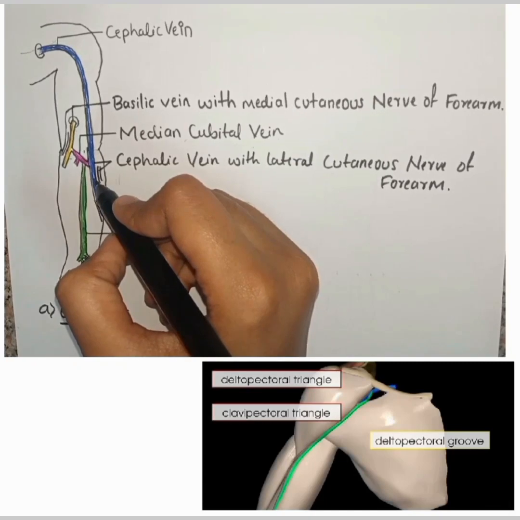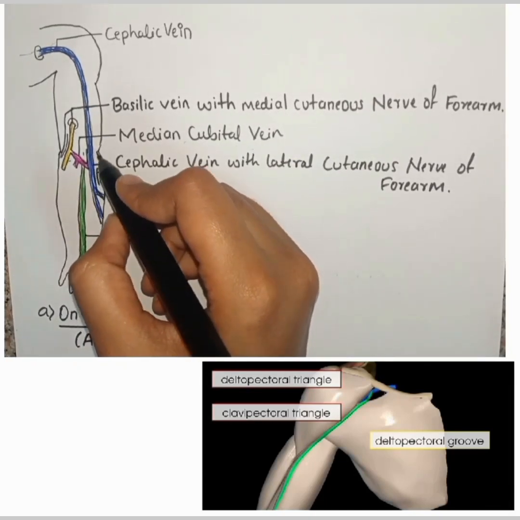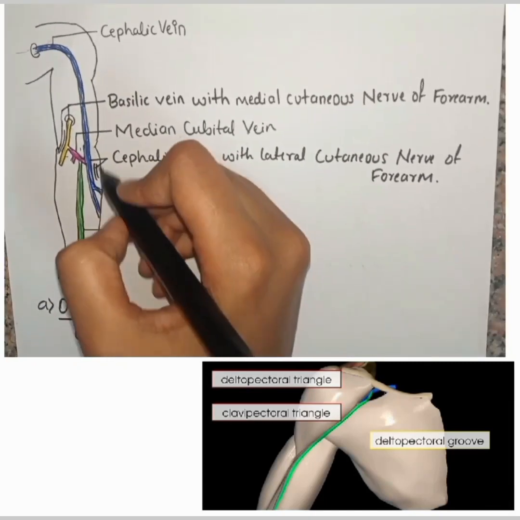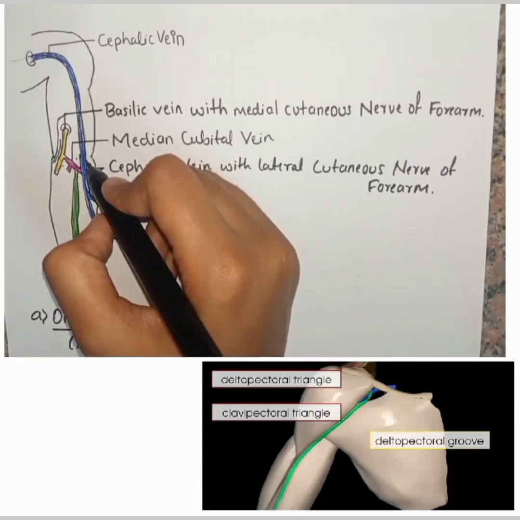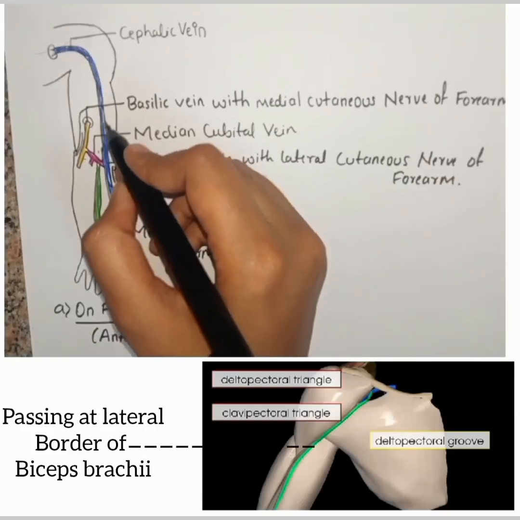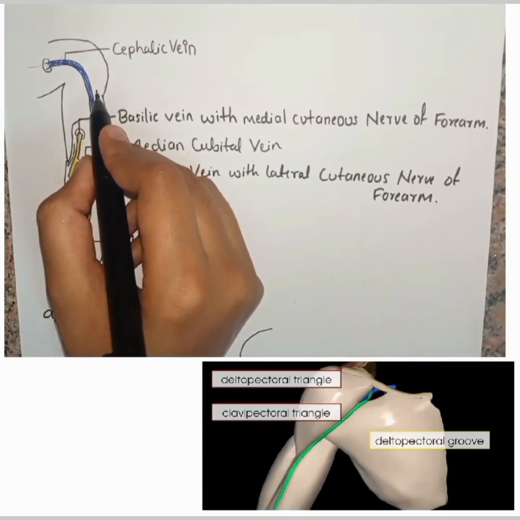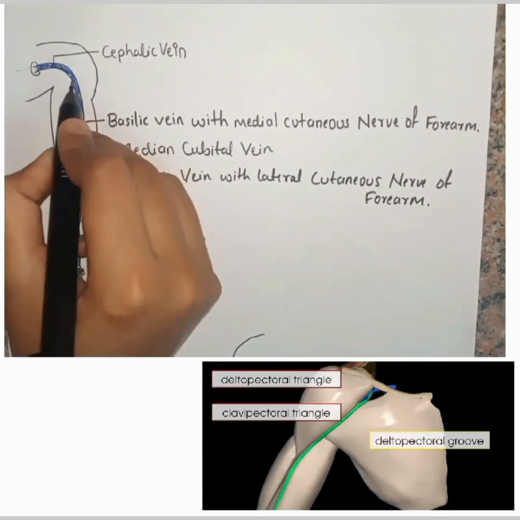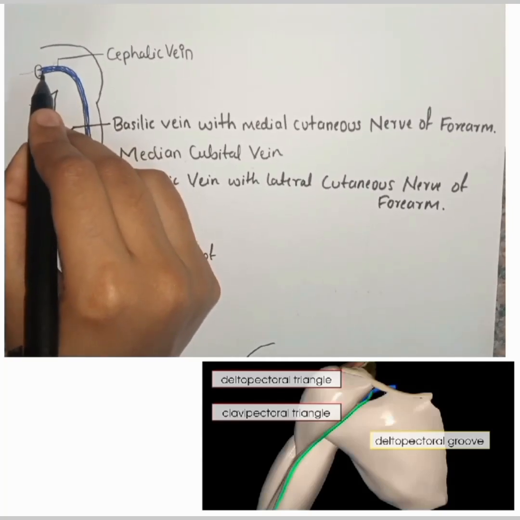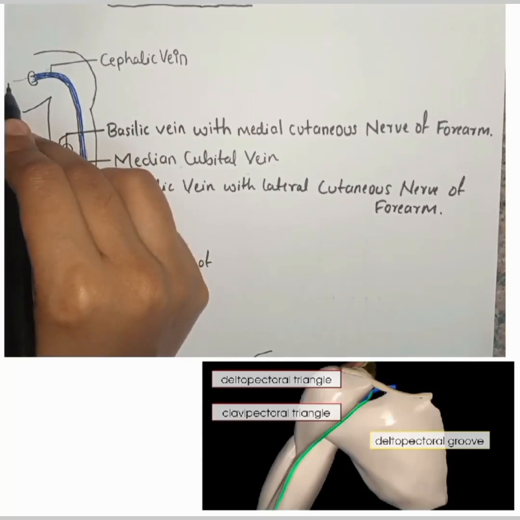Anteriorly it runs along the lateral border of the distal part of the forearm. It continues upward in front of the elbow along the lateral border of biceps brachii, and it runs in the deltopectoral groove up to the infraclavicular fossa, where it pierces the clavipectoral fascia and joins the axillary vein.